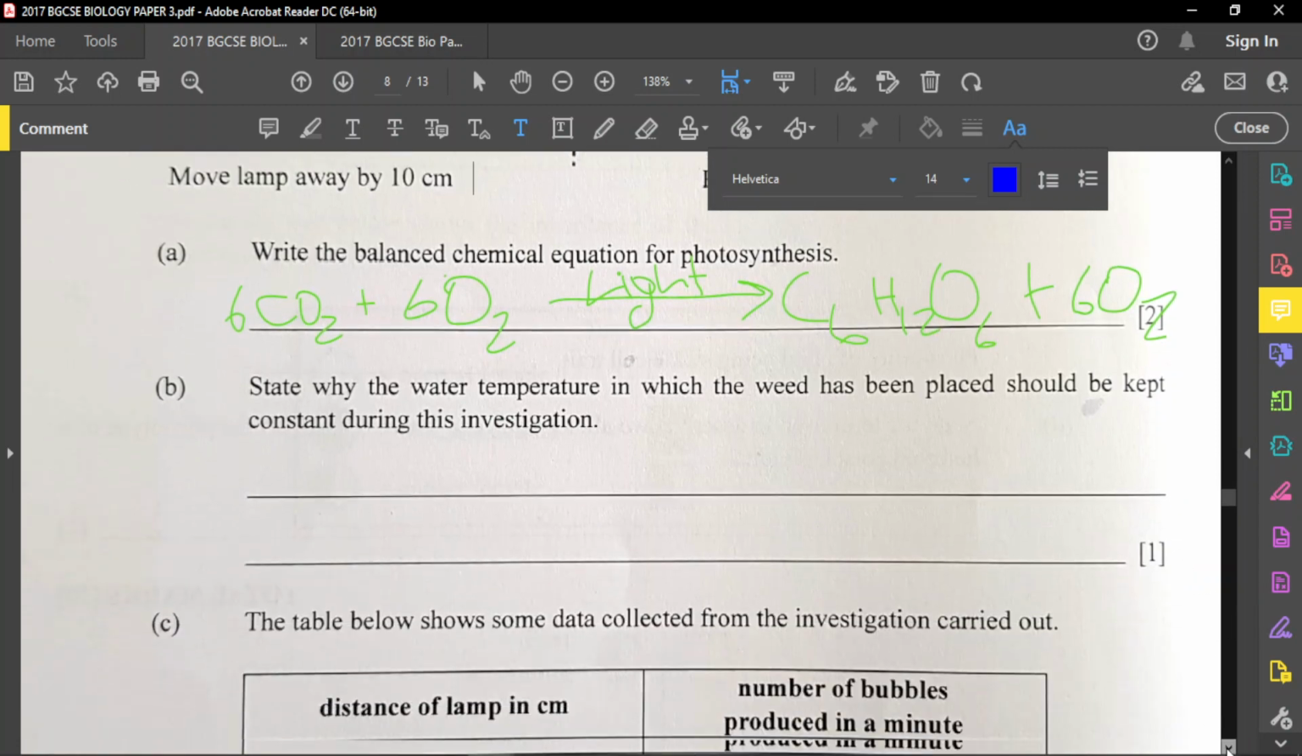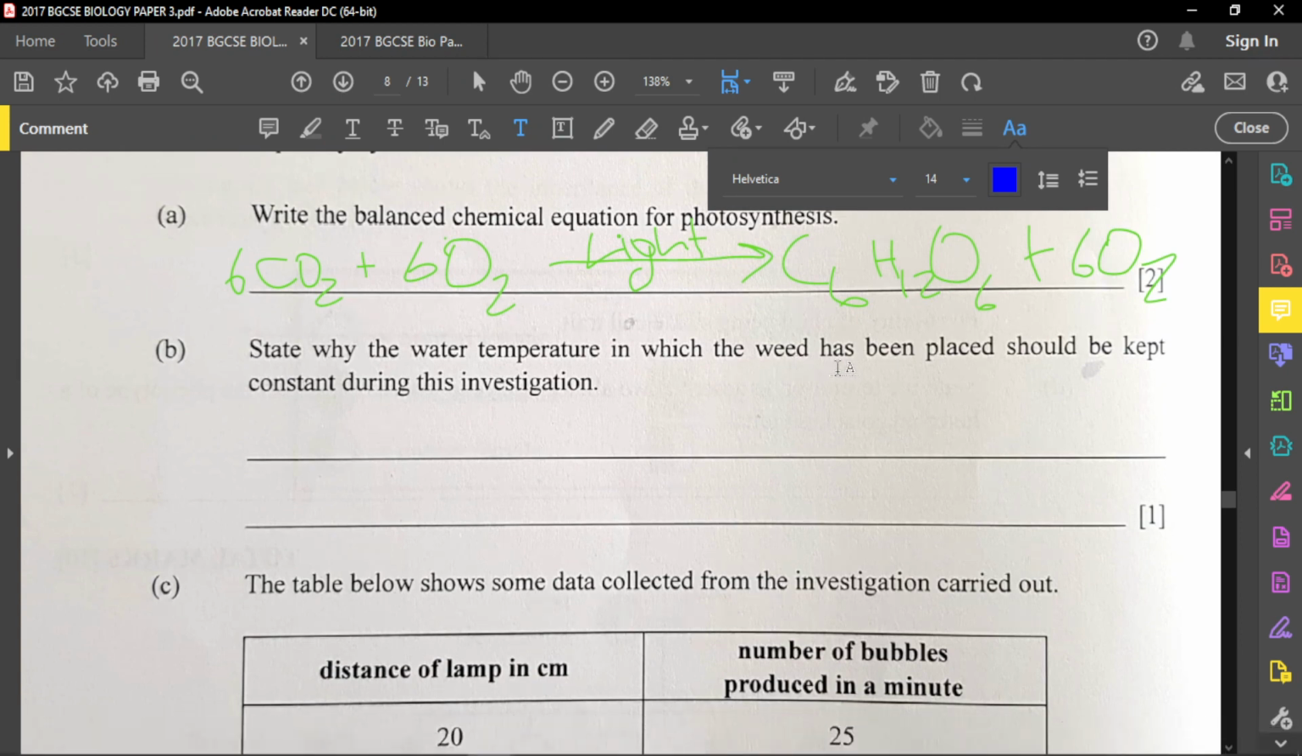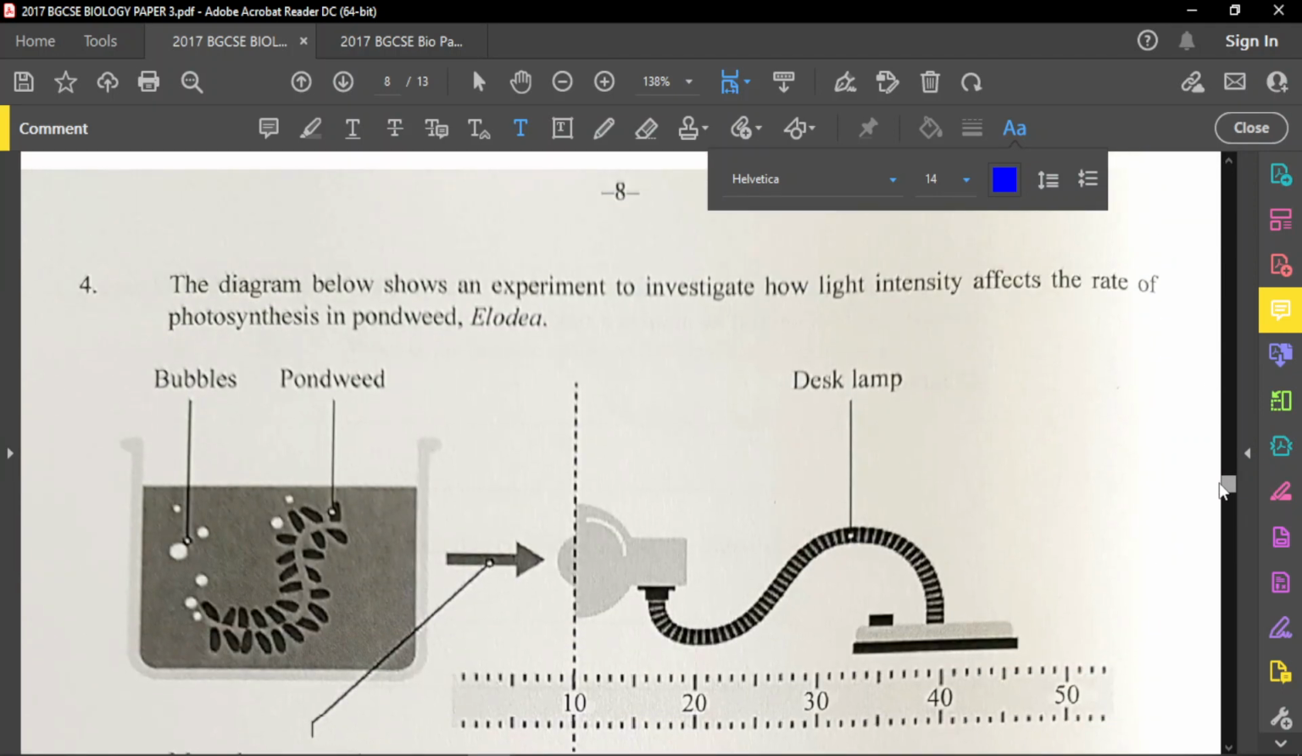All right, there's a question on why the water temperature in which the weed has been placed should be kept constant during the investigation. It's called a control variable, right? But why? The question asks why you keep it constant. And remember, you're only investigating the distance of light from the weed, right? If we go back to the question, the experiment is all about investigating how light intensity affects the rate of photosynthesis, right?